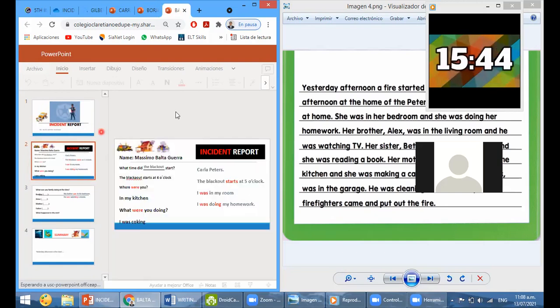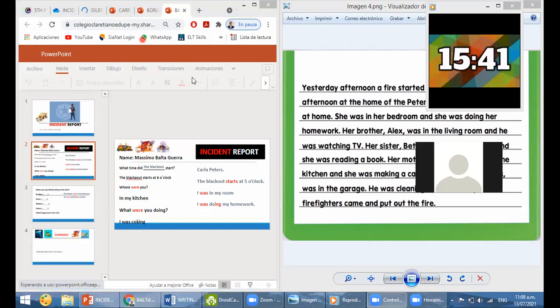Profesor, en la diapositiva 3, ¿qué hacemos? Now talk about your family, Massimo. It's about your family. Where was your father? What was your father doing? Look at the example in your book. Okay, teacher.